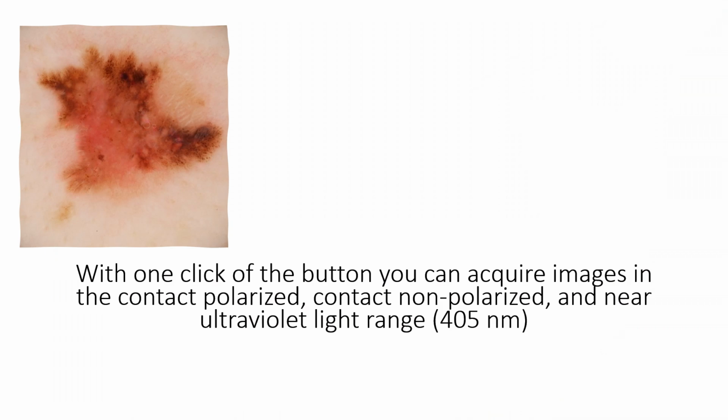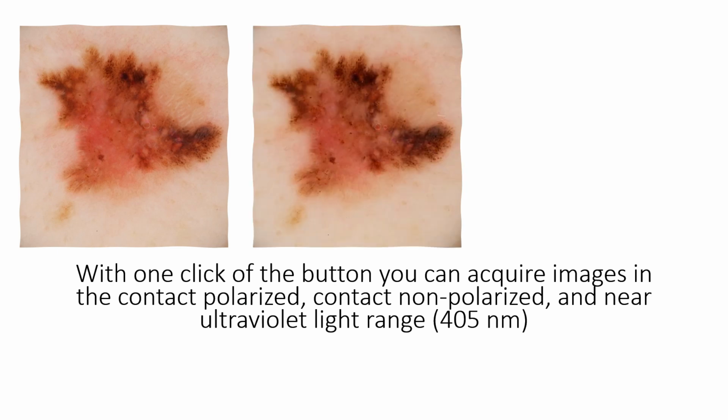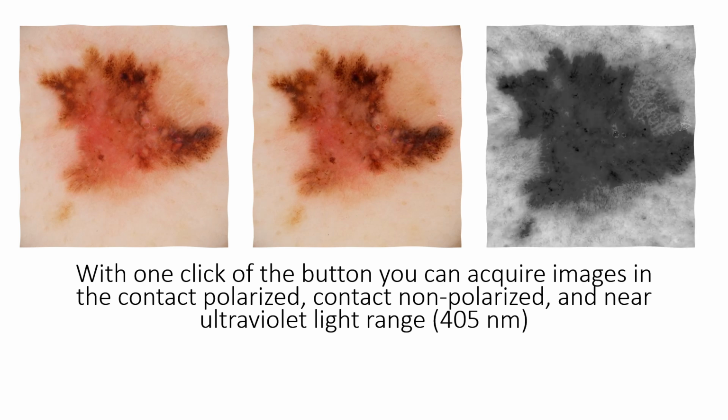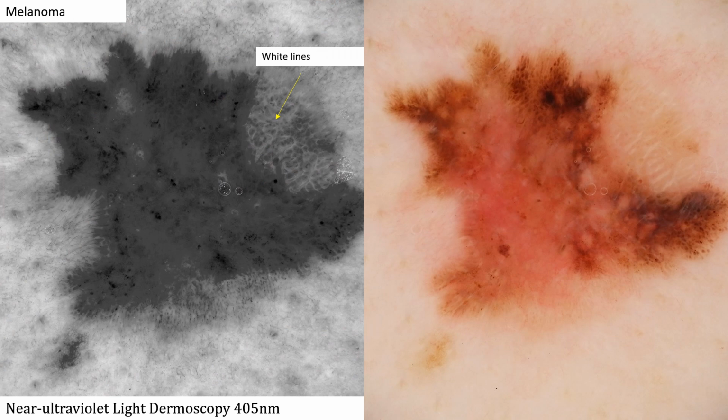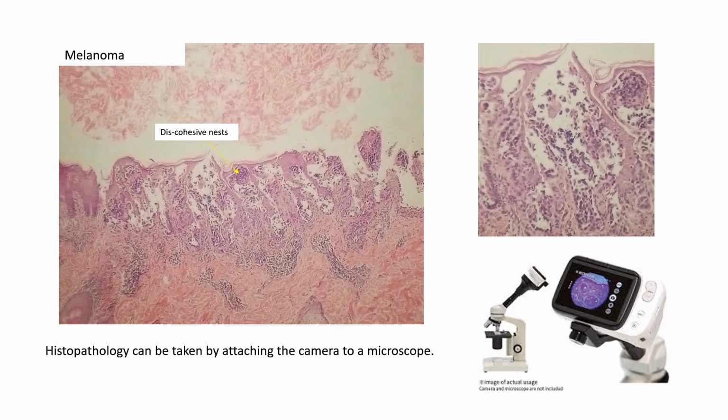With one click of the button, you can acquire images in the contact polarized mode, the contact non-polarized mode, and near ultraviolet light. In the polarized mode, we can see the multiple colors, the streaks, the shiny white lines, and the globules irregularly distributed. In the near ultraviolet light, you can see how dramatic and striking the white lines are. One can also take pathology images with one of the CASIO attachments. And here one sees these disc-cohesive nests at the dermal epidermal junction.